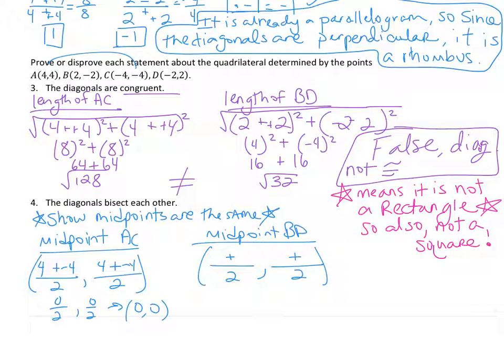So I want you now to find what is the midpoint of BD. The midpoint of BD was, let's see, 2 and negative 2 and negative 2 and 2. So again, we get 0 over 2 and 0 over 2. So they come out the same. So because the midpoints are the same, then yes, they are bisecting each other. So it is true.